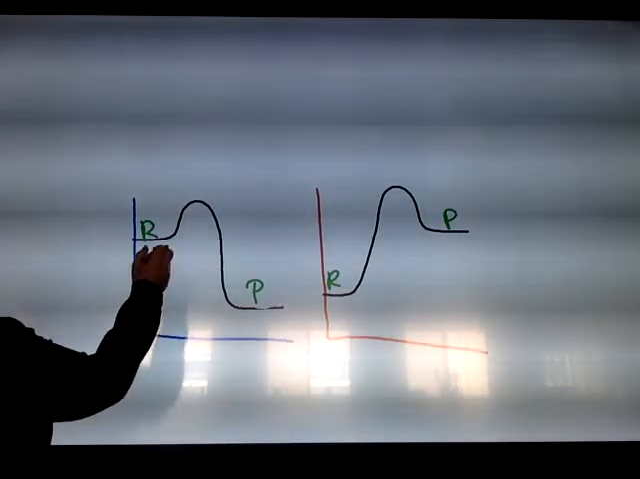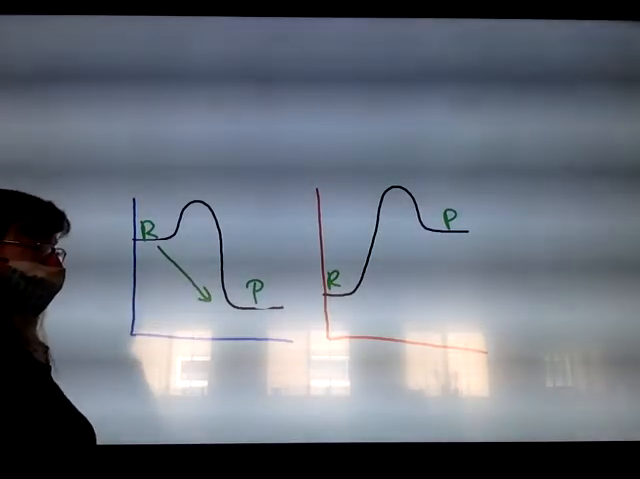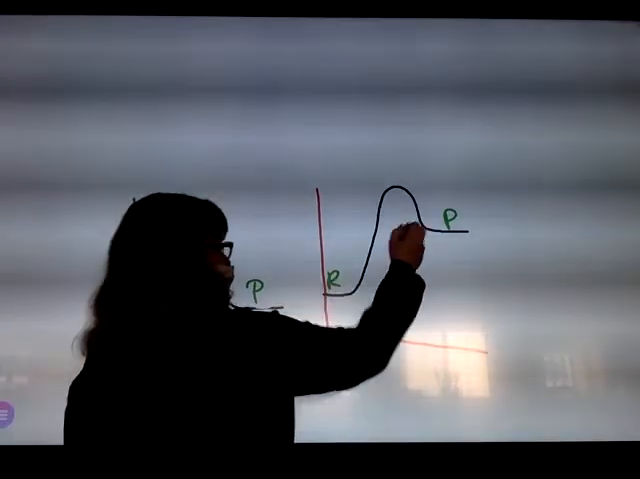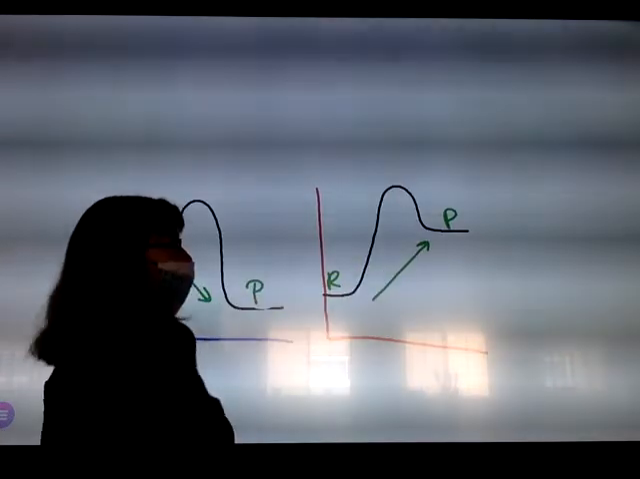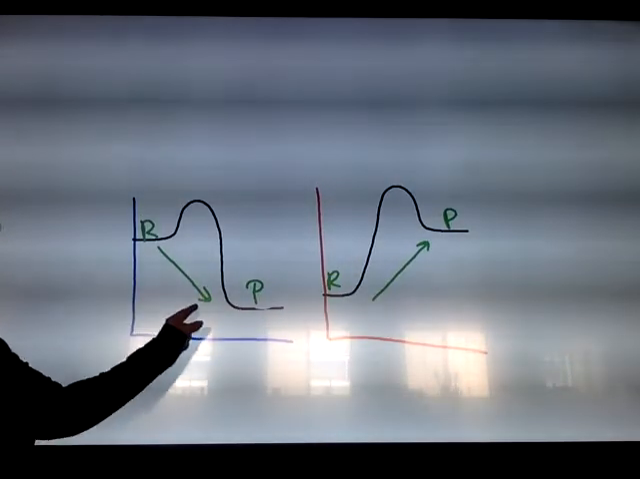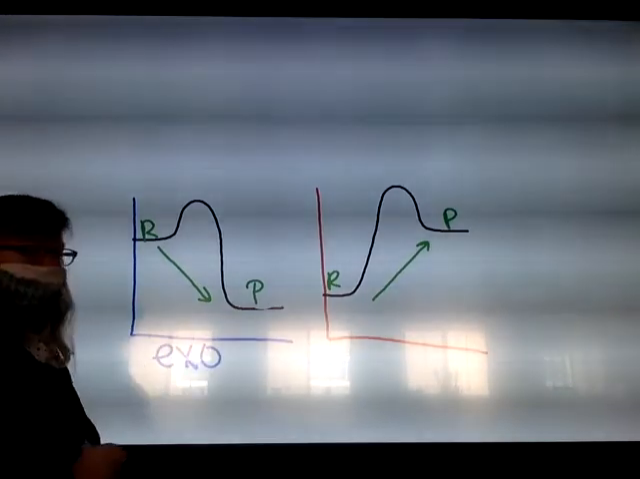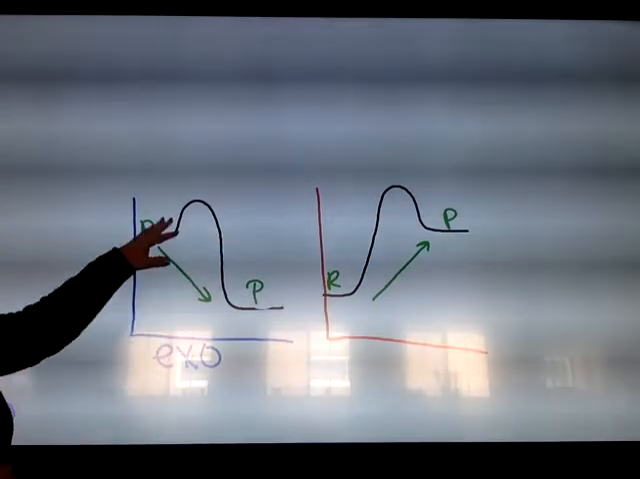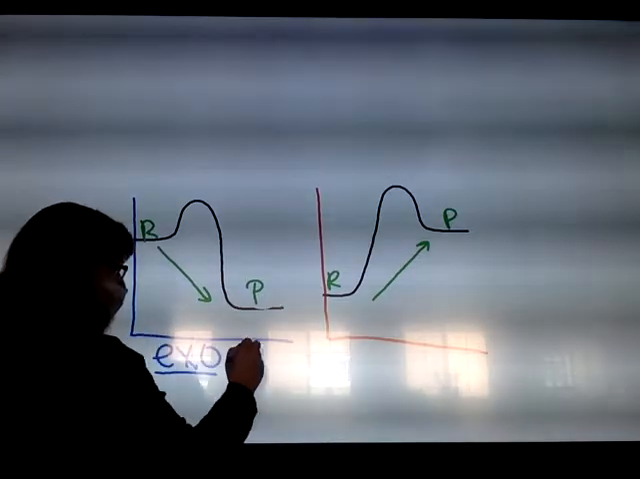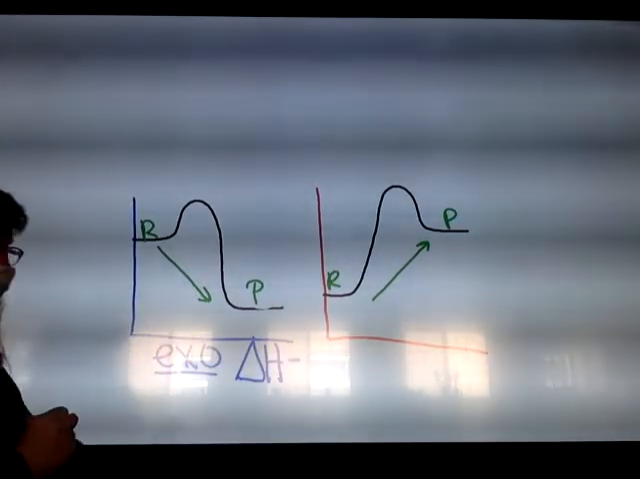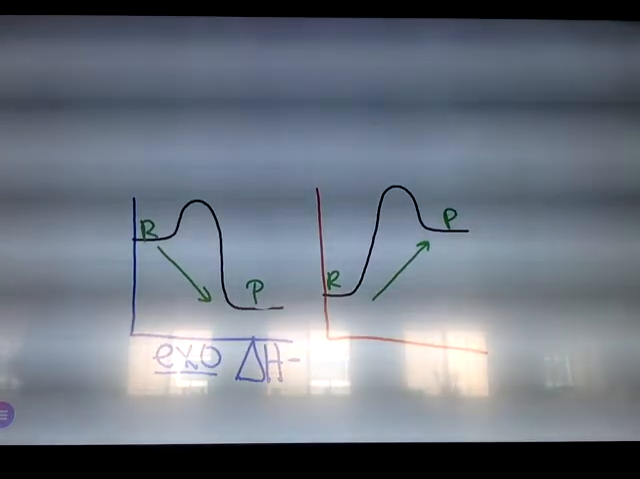Now, notice overall, this one is going downward. Ignore the hill. Overall, when it goes down, that's an exothermic change. When the products are lower than the reactants, it's exothermic, and your delta H will be a negative number.